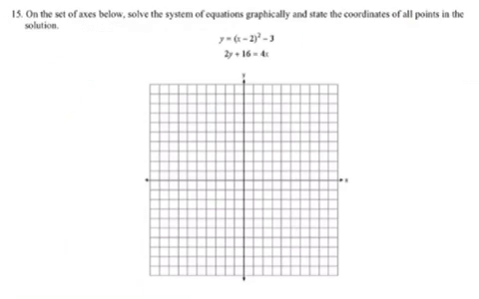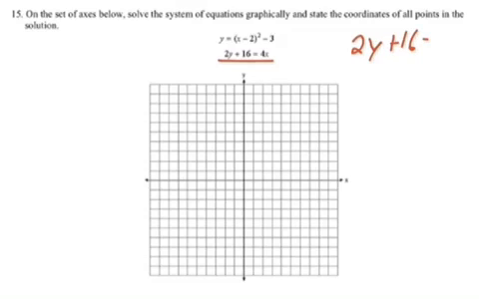Now let's go on to page 8. On page 8, question number 15, again is asking you to solve the system graphically. The first thing you want to do is to get the answers from your calculator, but you're going to notice that the second equation is not solved for y. So the first thing you're going to have to do is to take the equation and solve for y.